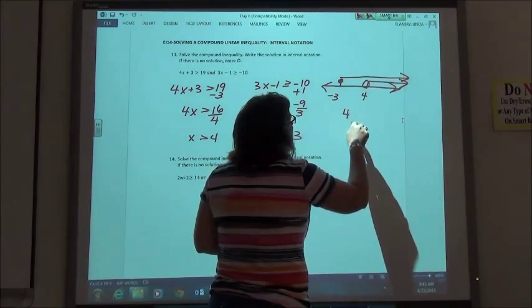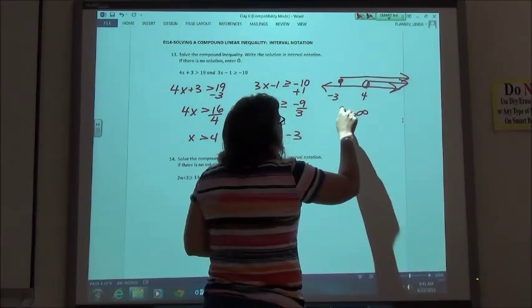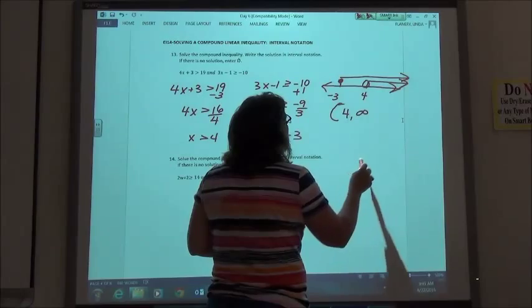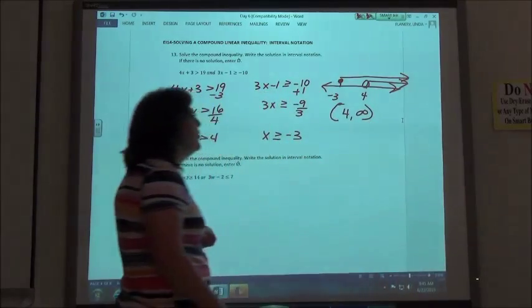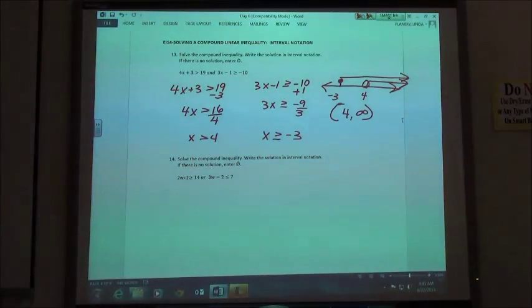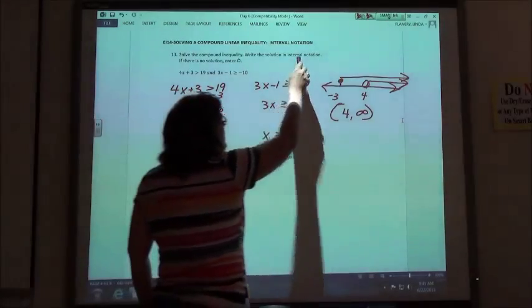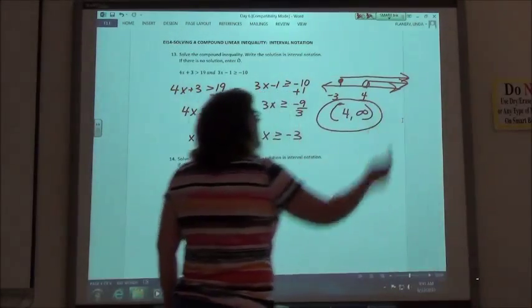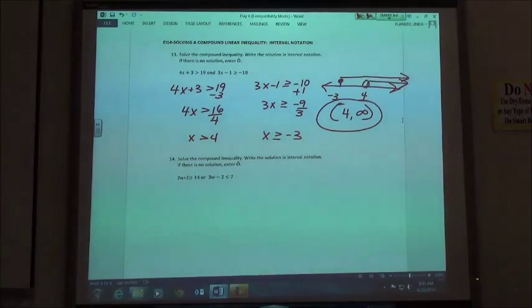So I would say 4 to infinity, not including the 4, so I'm going to have a parenthesis, and I can't include infinity, so I'll have a parenthesis on that end also. So my solution in interval notation is that I'm going from 4 to infinity.